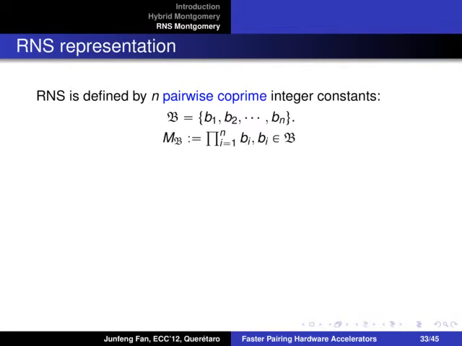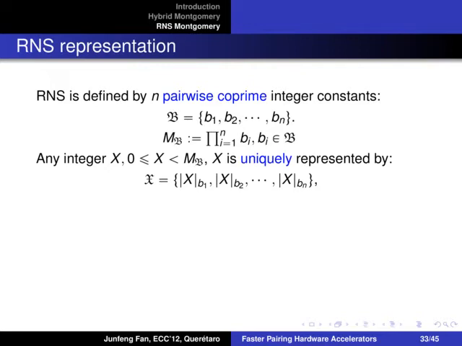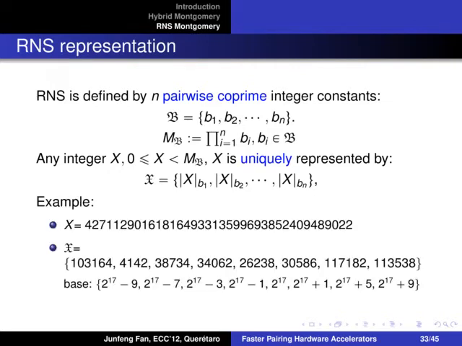A residue number system is basically defined using a set of pairwise coprime small integers, a base B. We define M_B to be the product of all the small integers. Any integer x smaller than this M_B can be uniquely represented using the remainders of x modulo every small modulus. So for example, if we have a long integer like this, we could represent x on this base with a bunch of much smaller integers.